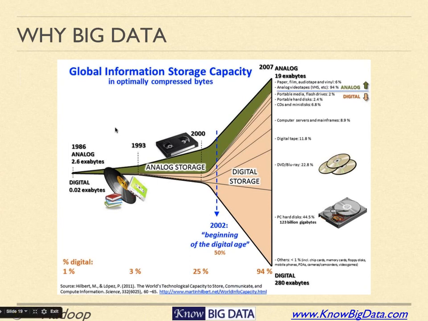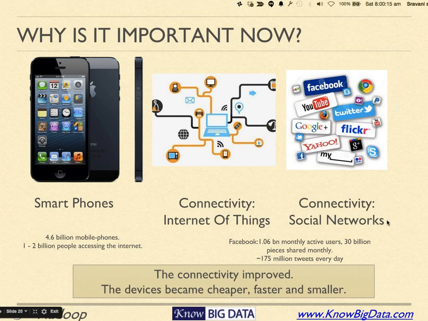every day. Okay, and why is it happening that way? The answer is twofold. First, the smartphones, and second, connectivity, meaning devices and connectivity. On one hand, after the 2000s, the devices have become cheaper, faster, and smaller. These are the three criteria of any hardware manufacturer: cheaper, faster, and smaller.